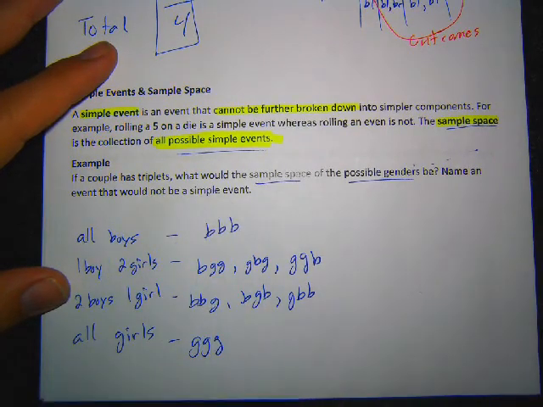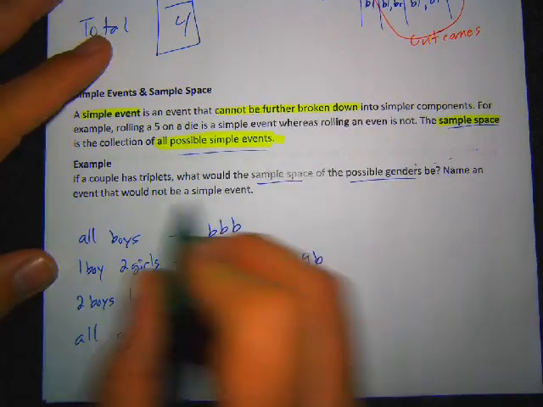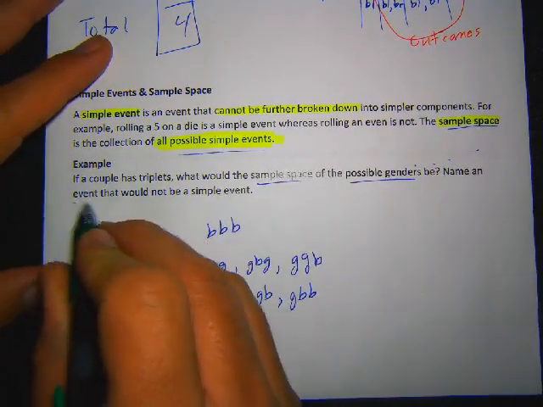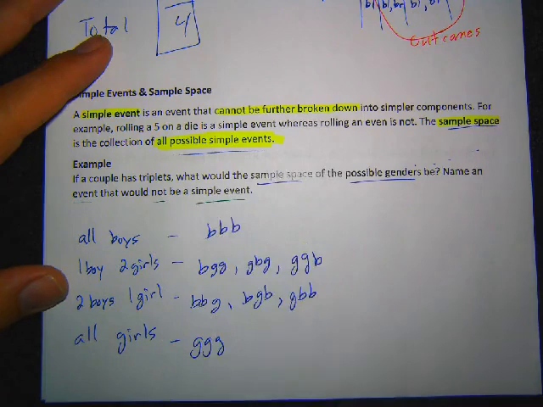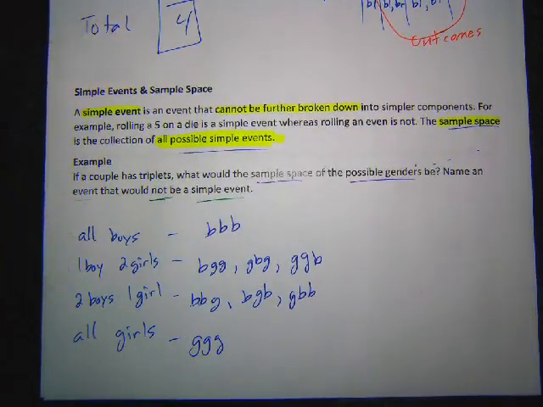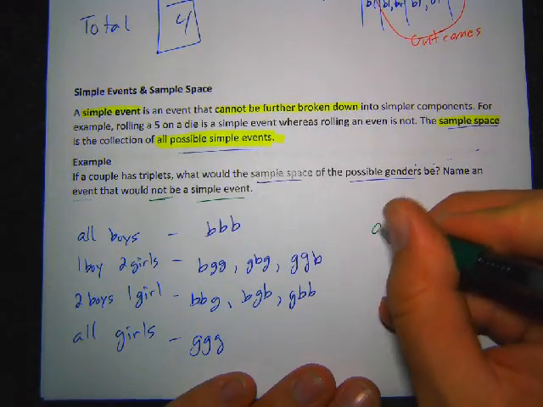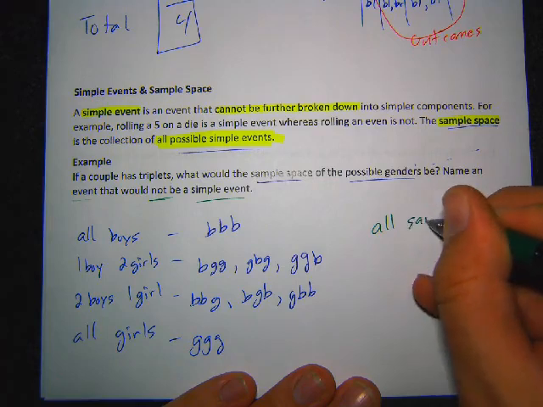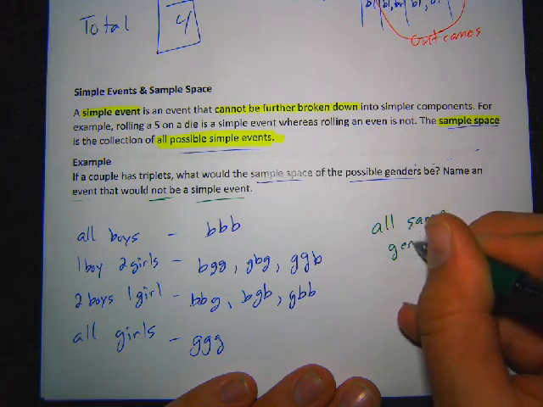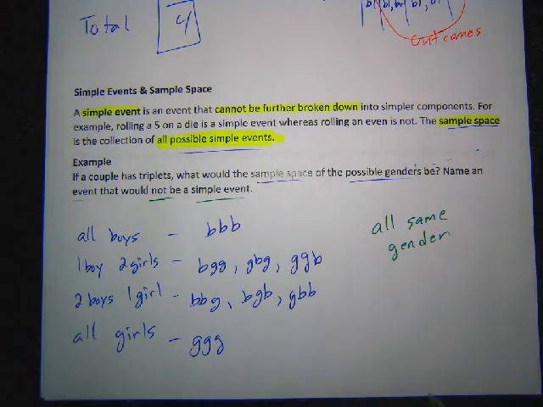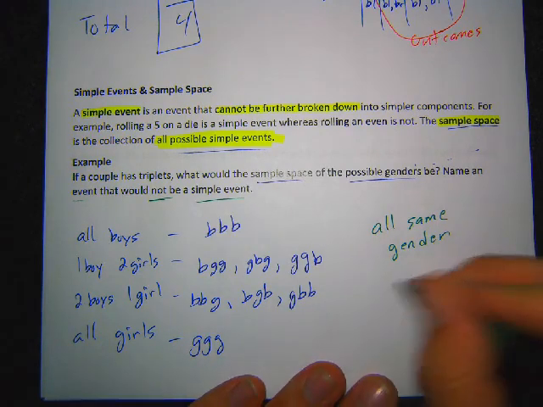So now what would be an event that's not simple? So all these are simple. Based on that idea, what's an event that's not a simple event? So one example from this is having all same gender. Because that you could break up, right? We could have all same gender, or we could have all boys, all girls. And that could be broken up into those 2.